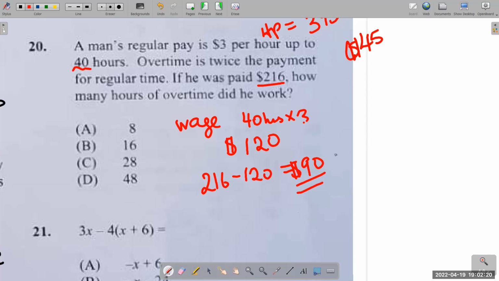Now, let me ask a question. Isn't the $90 his overtime pay? So if we already know 1 hour is $6, how do we determine how many hours he had to work to make 90? What is the operation here? So we're going to say 90 what? It has to be divided. Very good. And 90 divided by 6 is 15.